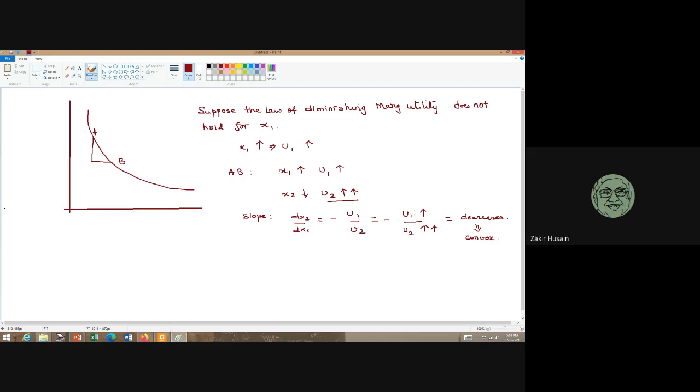So u1 is going up a little bit. Let us suppose it goes from 5 to 7. I increase the numerator slightly, 5 plus 1, and the denominator I increase a lot. Got it, sir.